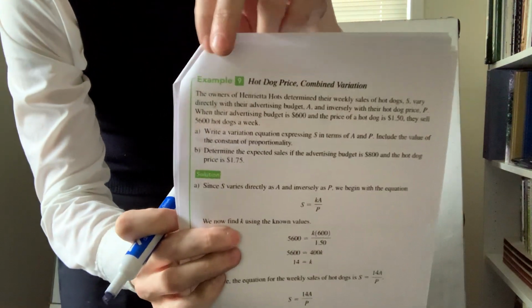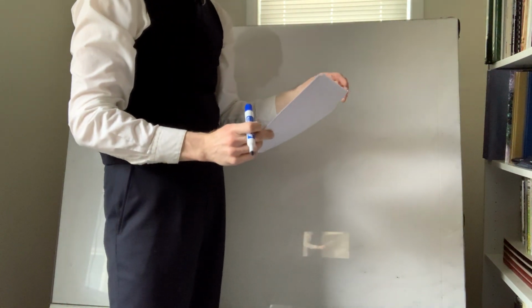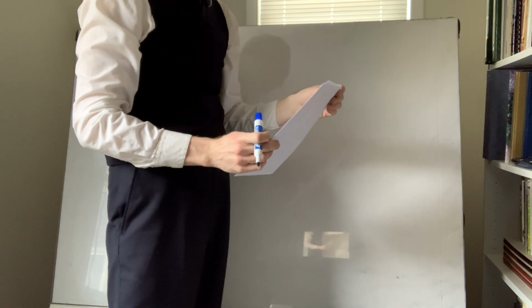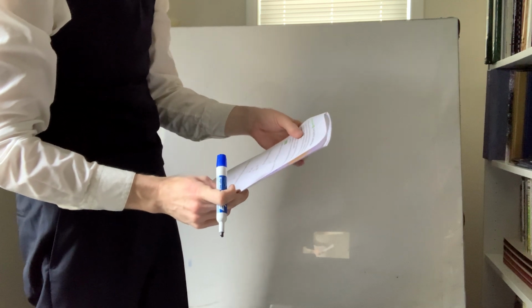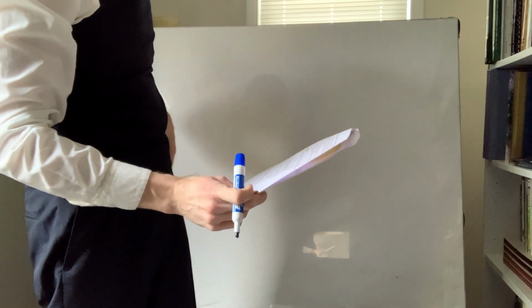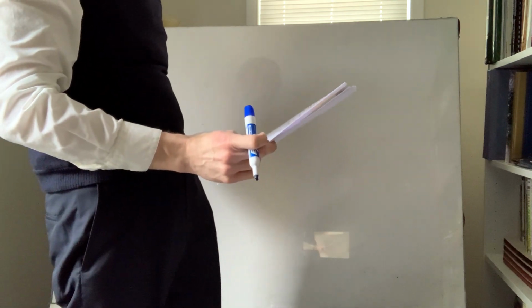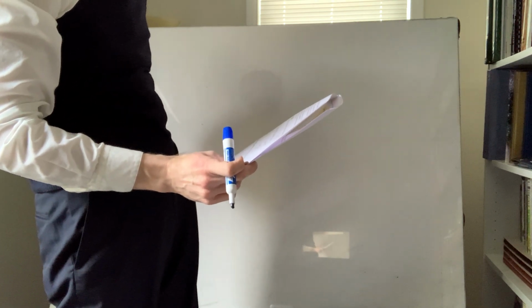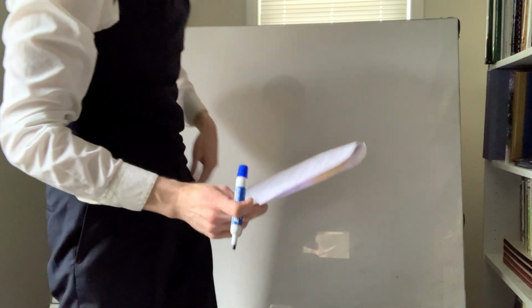All right. Now, number 9. Read this. The owners of Henrietta Hots determine their weekly sales of hot dogs, S, vary directly with their advertising budget, A, and inversely with their hot dog price, P. When their advertising budget is $600 and the price of a hot dog is $1.50, they sell 5,600 hot dogs a week.